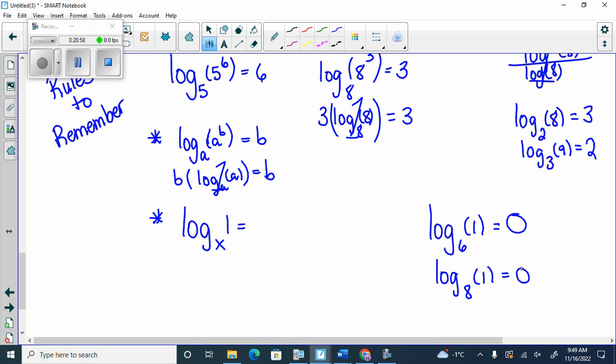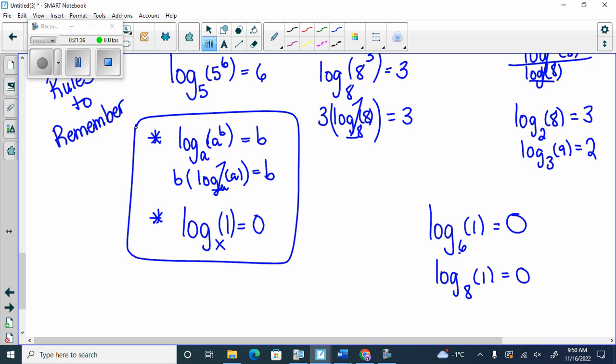Because what does your calculator do every single time? It says this number, the 6, to what exponent equals 1? 0. 8 to what exponent equals 1? 0. X to what exponent equals 1? 0. So whenever the number beside your log is a 1, the base doesn't really matter. Your answer will be 0, because any base to 0 must be 1. So these are the two rules, I'm not joking, that are often forgotten about, but are very important to being able to solve logs.